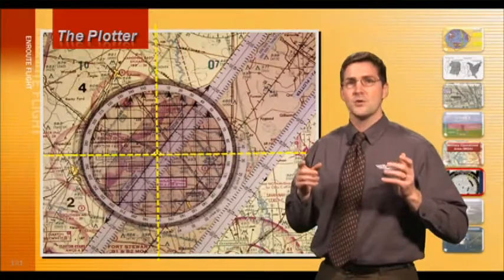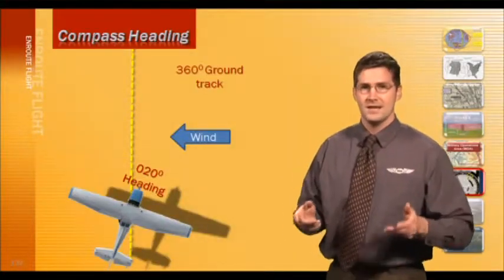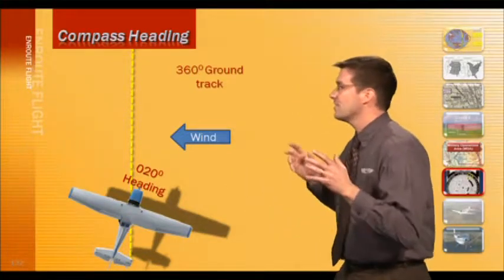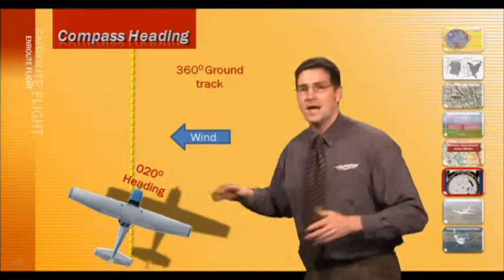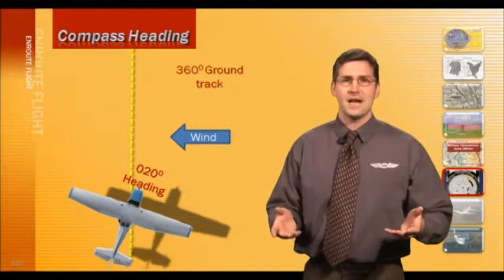Now, you have to also account for wind direction and how it is going to affect your ground track. Here's an example. Here is an airplane on a ground track of 360 degrees, but notice that the wind here is from the east. Now, to maintain this track of 360 degrees, you have to take a bite out of that wind.